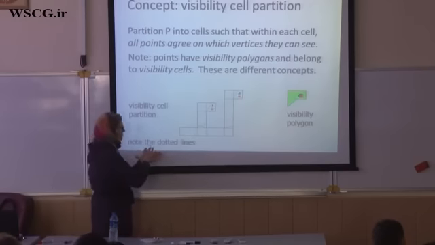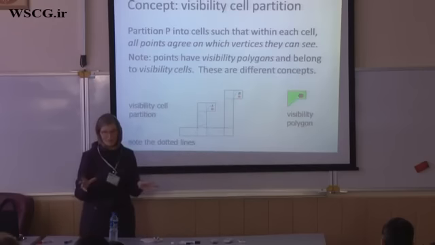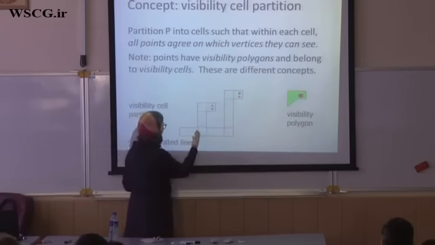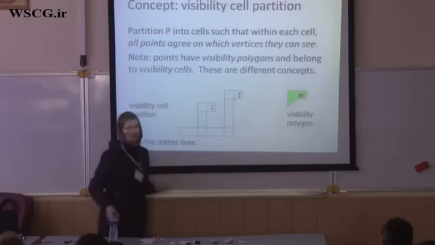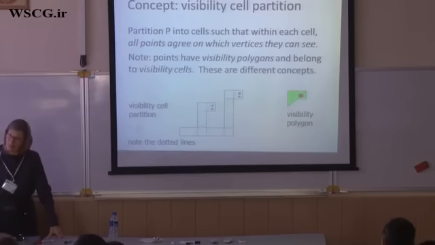But if I look at this overlay arrangement of the visibility cells, I can be sure that no matter what the correct hypothesis was, within that subdivided cell, all the points will agree on the vertices that they can see, whatever they might be.